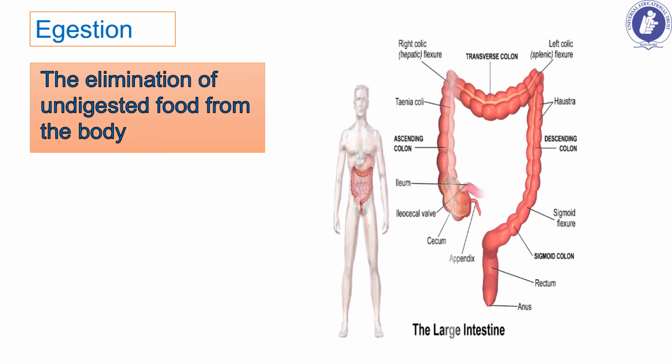The final step in nutrition is egestion. The elimination of undigested food from the body is called egestion. Where does this happen? The process of removal of waste happens in the organ called the large intestine.